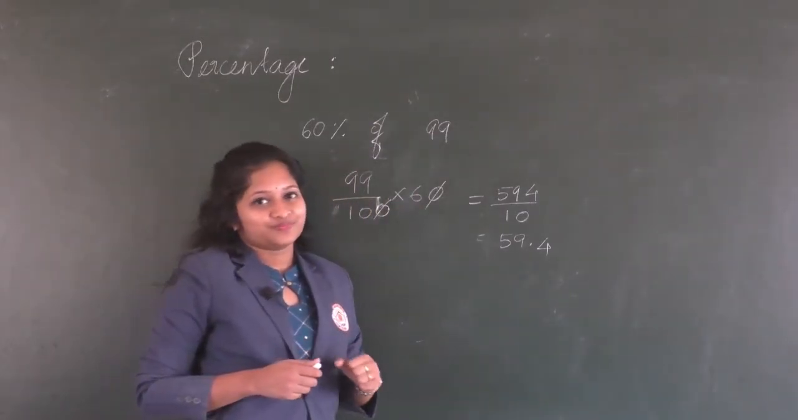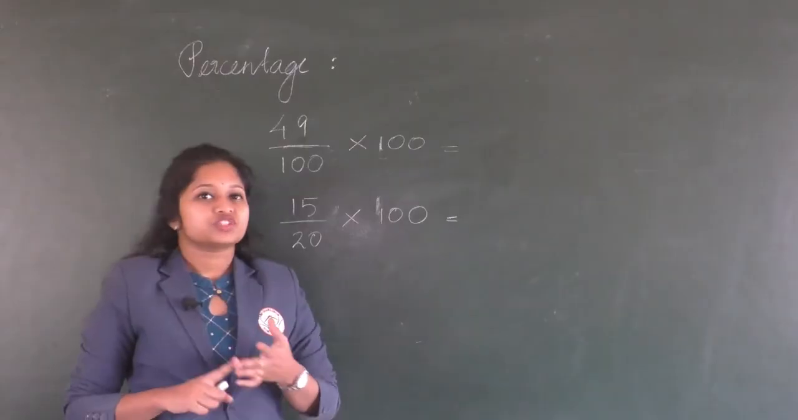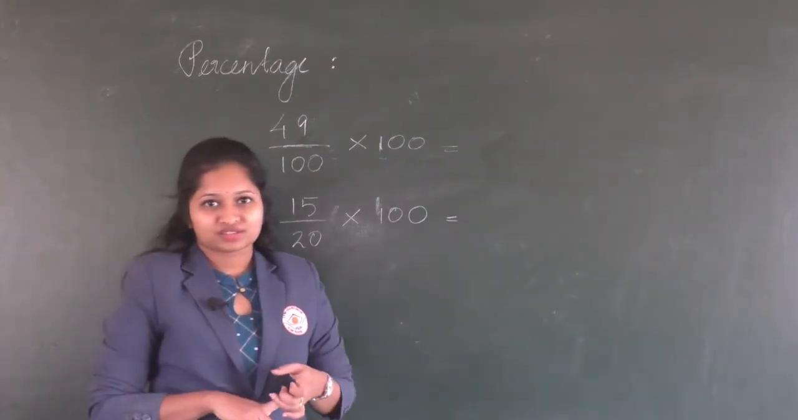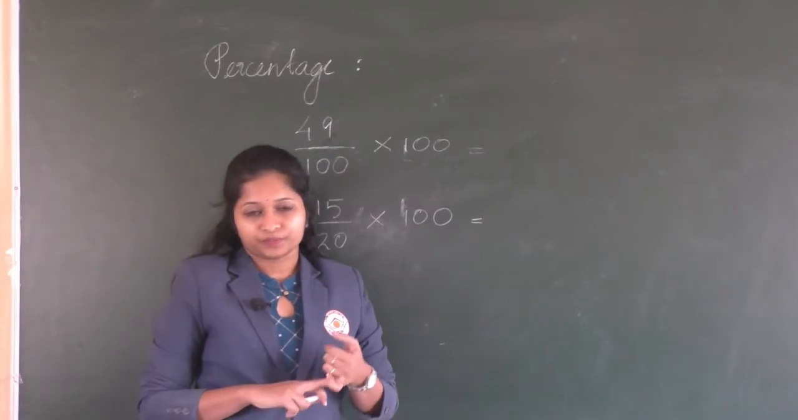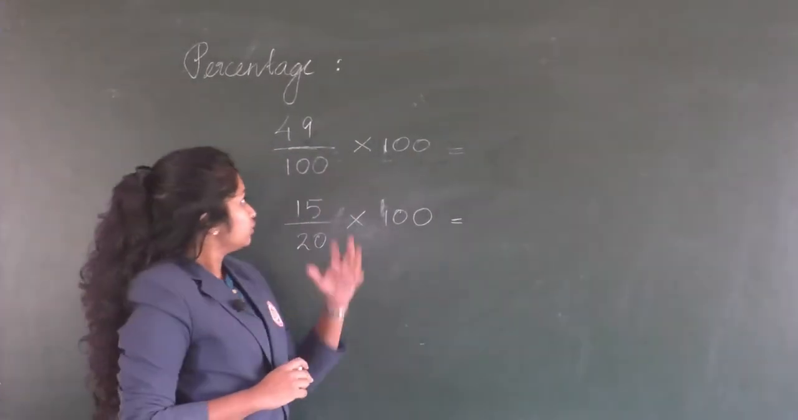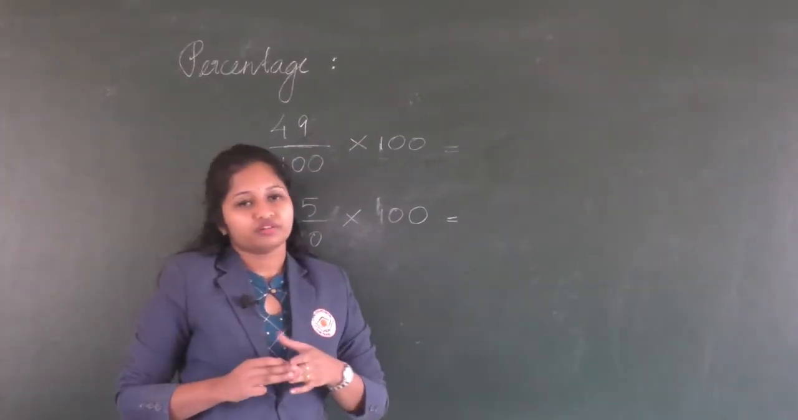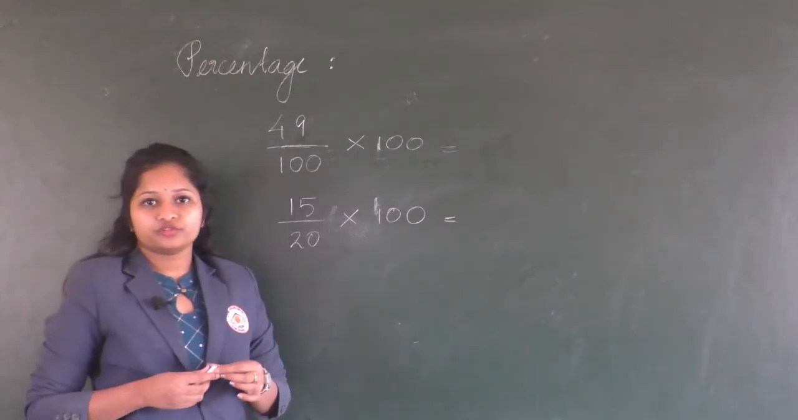Since he gave the Pringles for 40% discount. Okay. So children, in case of marks, if you have marks out of 100, and if you have got 49 out of 100, so what is the percentage of it?